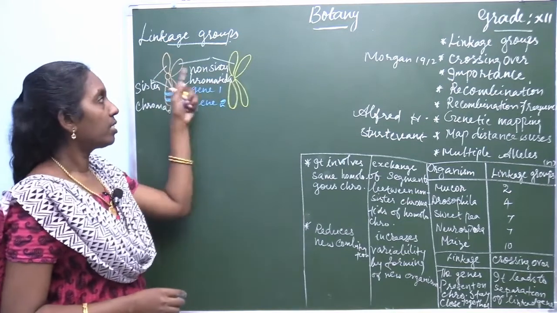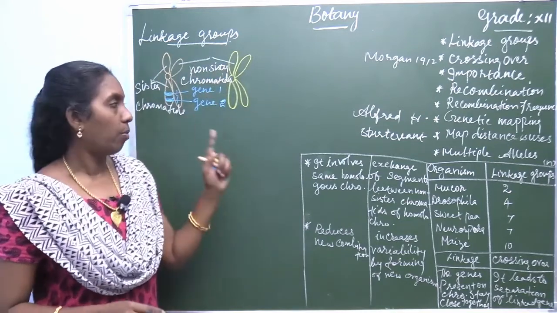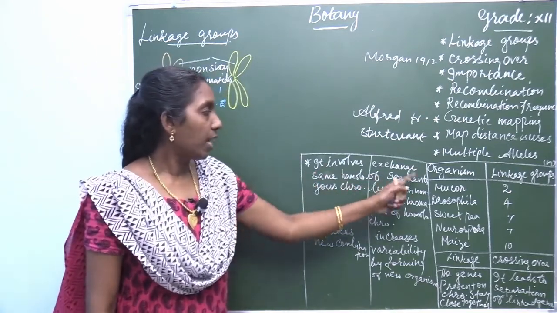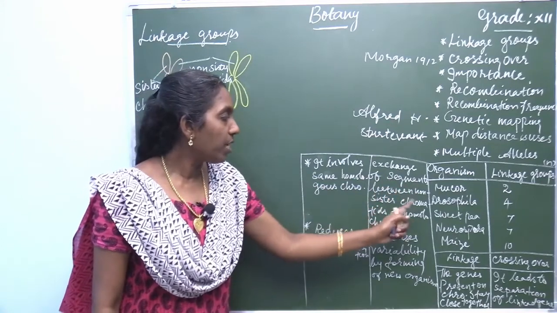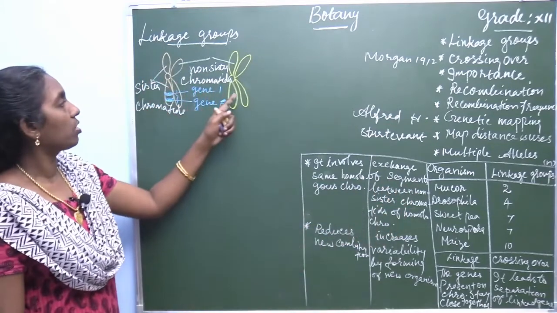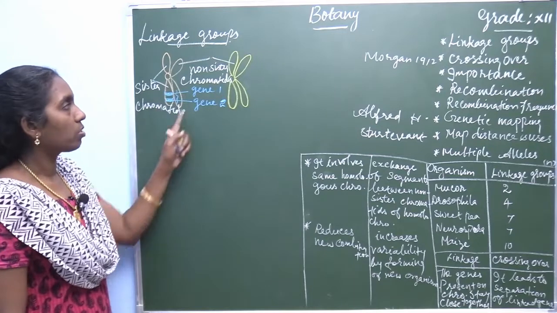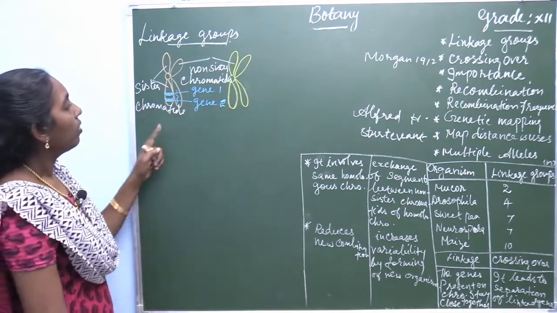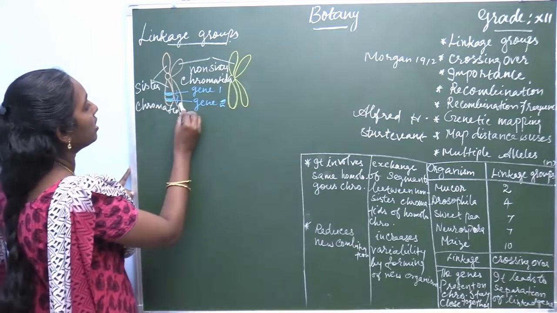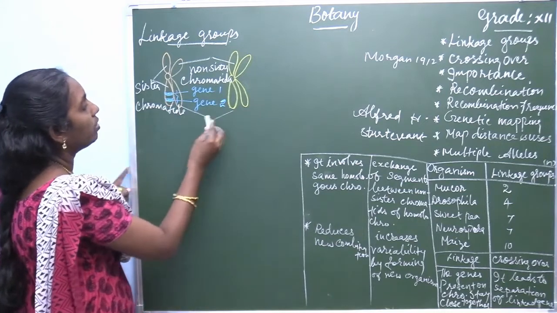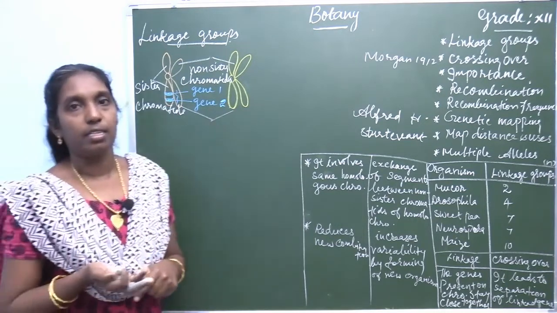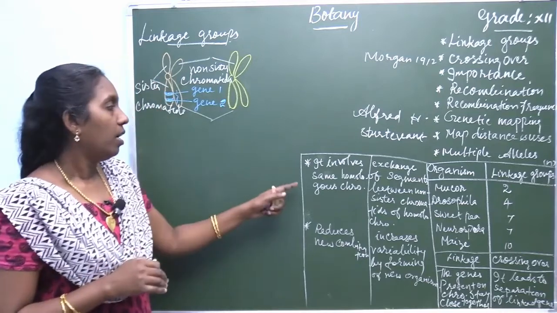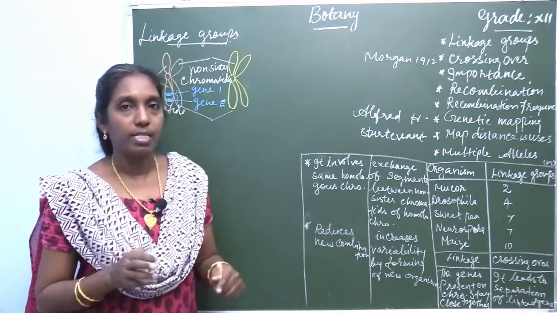Sister chromatids, non-sister chromatids. What's the difference? Crossing over is the exchange of segments between non-sister chromatids of homologous chromosomes. This is one homologous chromosome, this is another homologous chromosome. In crossing over, this segment and this segment exchange their characters. That's the second difference.